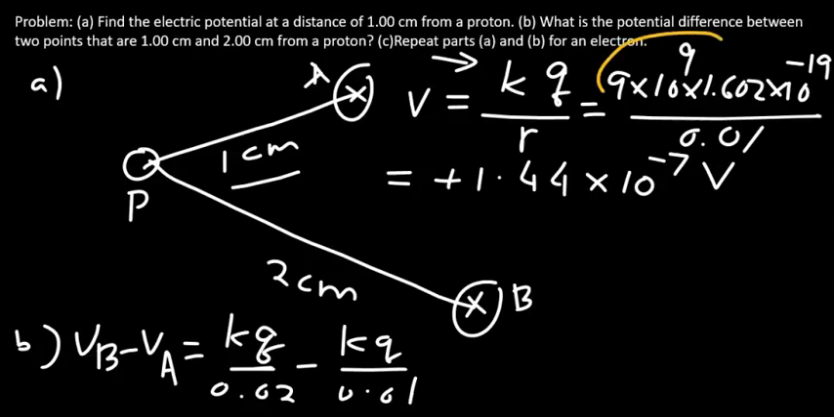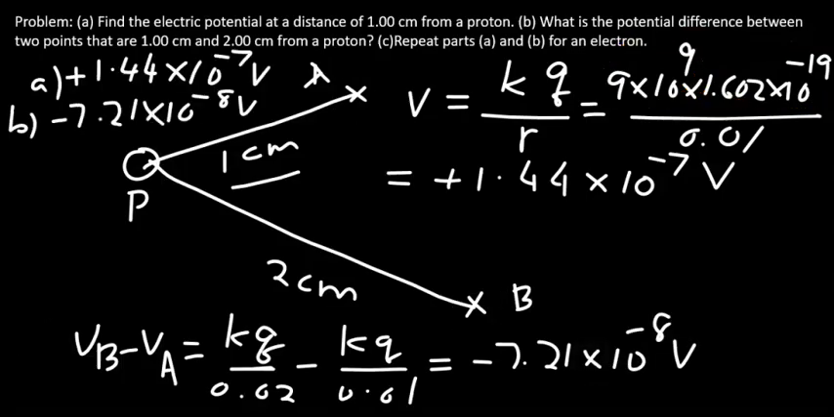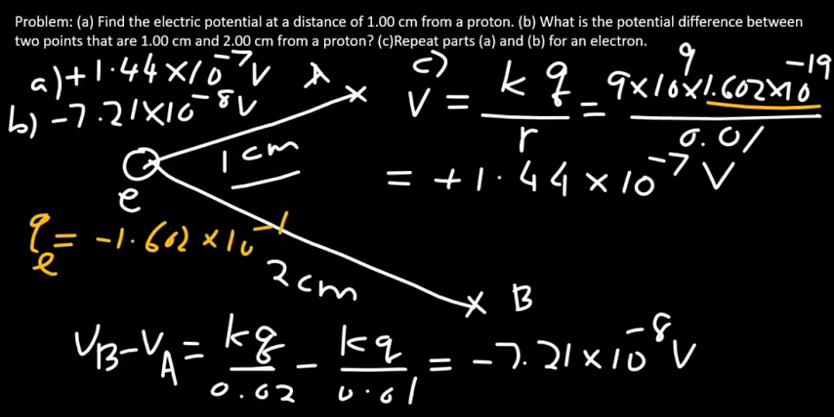Substituting the values of K and the charge of the proton, we get the following number for the potential difference of VB minus VA. It's minus 7.21 times 10 to the power minus 8 volts. Now let's do part C. Repeat the calculations for electron. If we substitute this charge with an electron, the only difference in the calculation is that this number here now will become a negative number because the charge of an electron is minus 1.602 times 10 to the power minus 19 Coulomb.